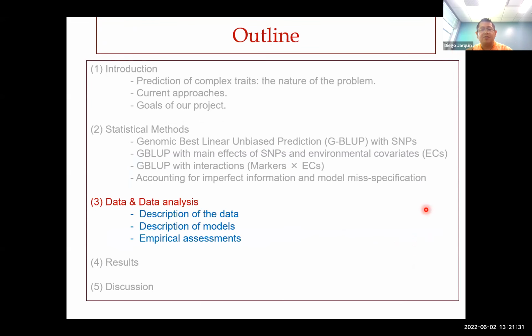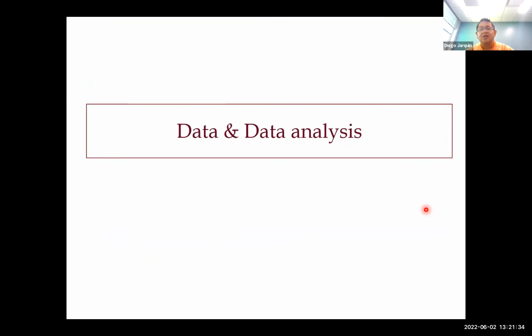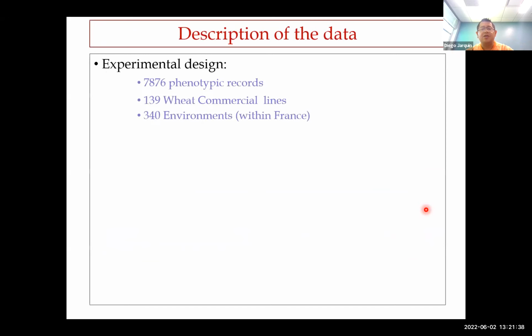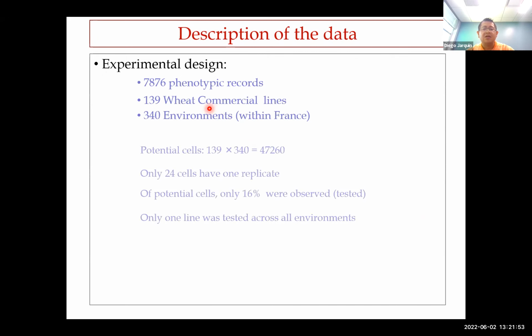Okay, so now I'm going to talk very quickly about the data and data analysis. When we did this research, we got data from a French company where they gave us around 8,000 phenotypic records, 139 commercial lines tested in 340 trials or environments in France. So the total number of potential cells was 47,260. Only 24 cells have a replicate. Only 60% of the potential cells were observed, so this 7,000, and only one line was tested across all environments.